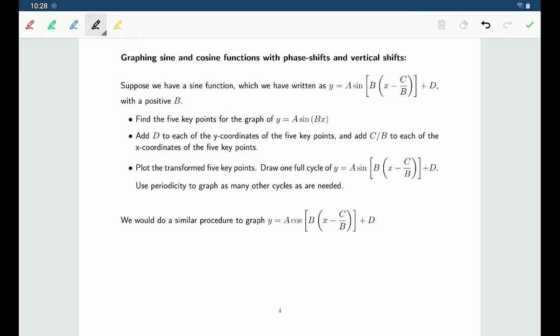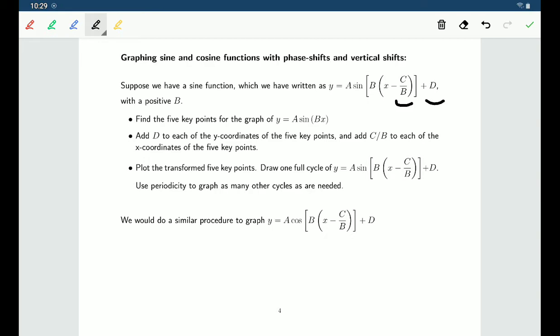So the plan now is to do our graph in 2 stages. First, we look at the simplified version of our sine function or cosine function without the phase shift and without the vertical shift. We look at that a sine bx or a cos bx, and we find the 5 key points. So basically, we do the work as we did in section 7.6. And once we've done that, then we just apply the phase shift and vertical shift, adding c over b to all the x values and adding d to all the y values.